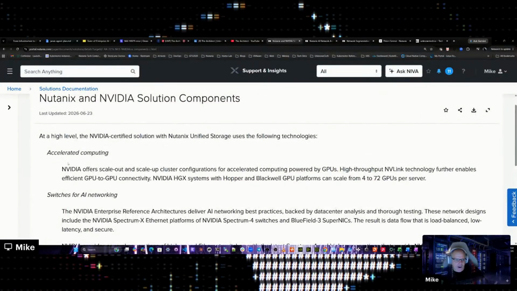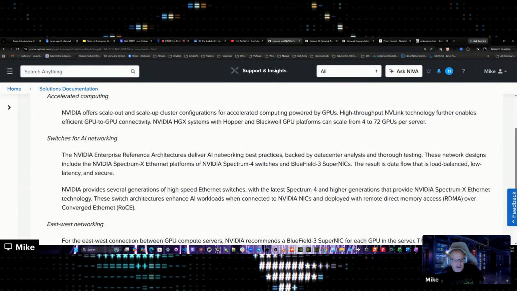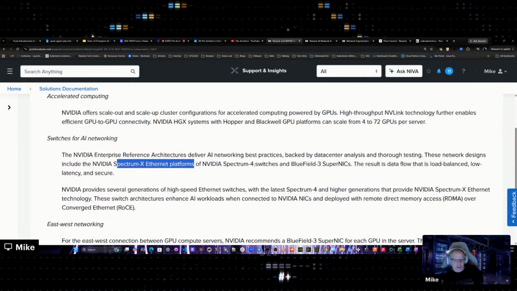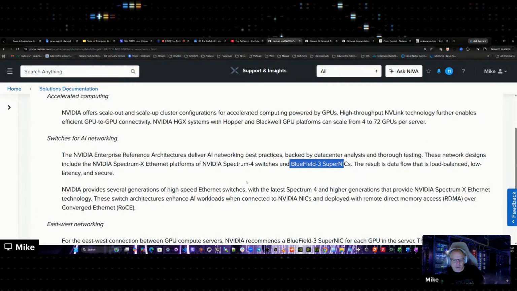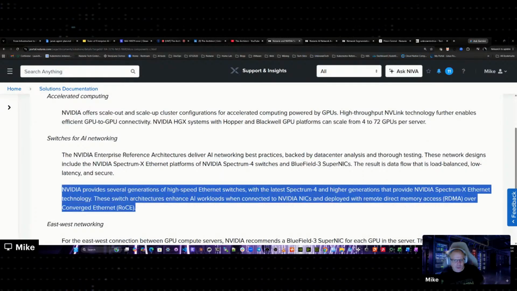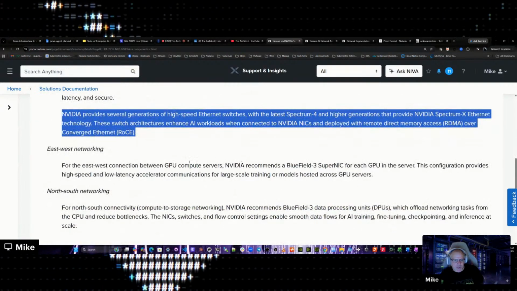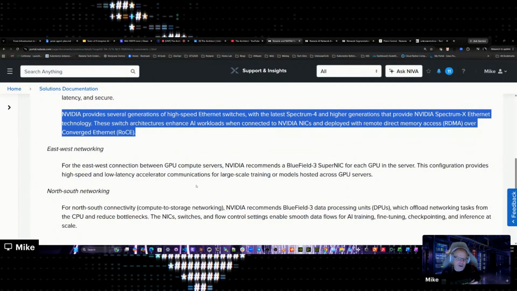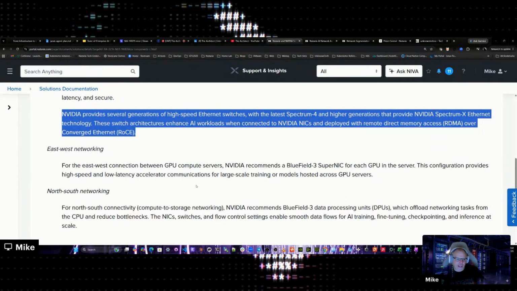So this design includes accelerated computing, Spectrum-X Ethernet platforms, as well as switches and BlueField DPUs, SuperNICs, or ConnectX-7 NICs. We're supporting NVIDIA Spectrum Ethernet, RDMA over Converged Ethernet, for East-West between GPU compute servers. NVIDIA recommends a BlueField-3 SuperNIC for each GPU server. This configuration provides low latency.